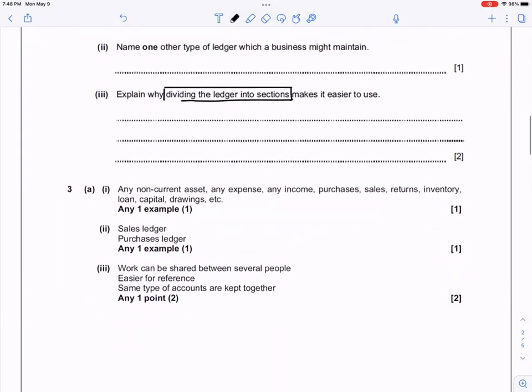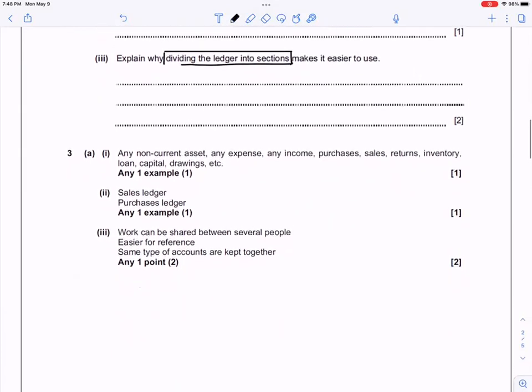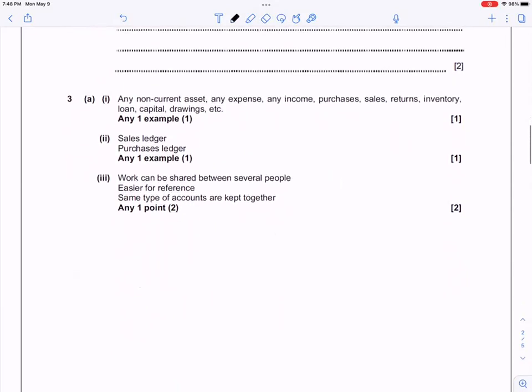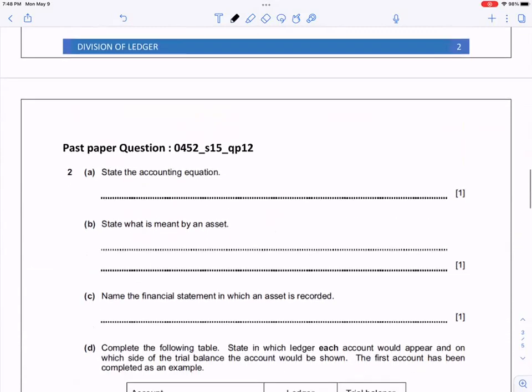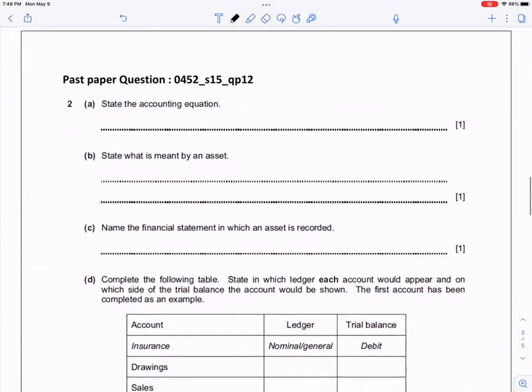What comes in sales ledger? Personal account of your credit customers. What comes in purchase ledger? Personal account of credit suppliers. What comes in nominal ledger? Assets, liabilities, expenses, and income.